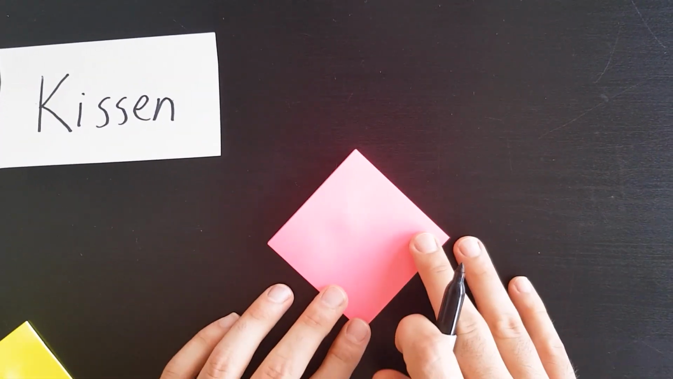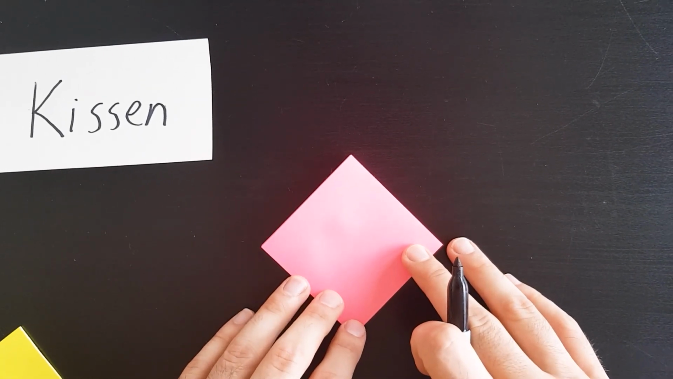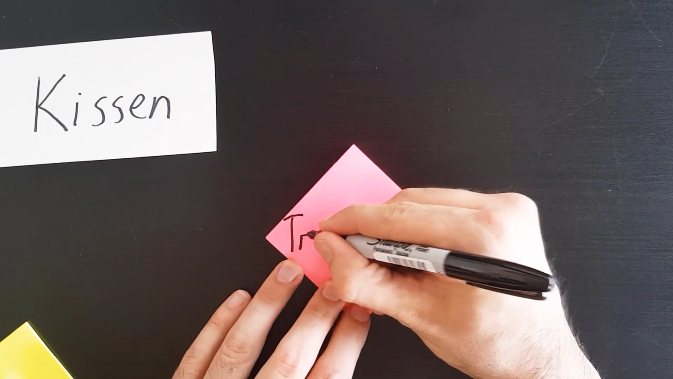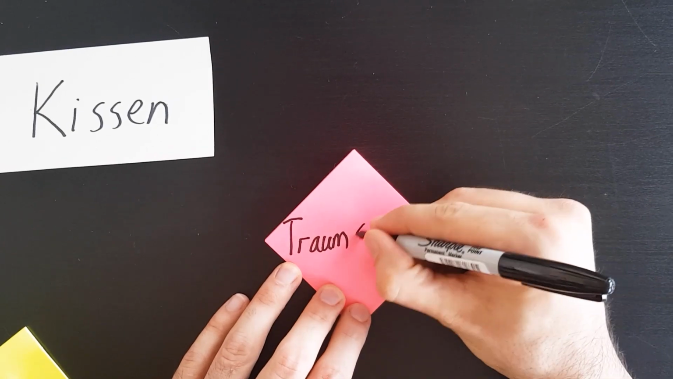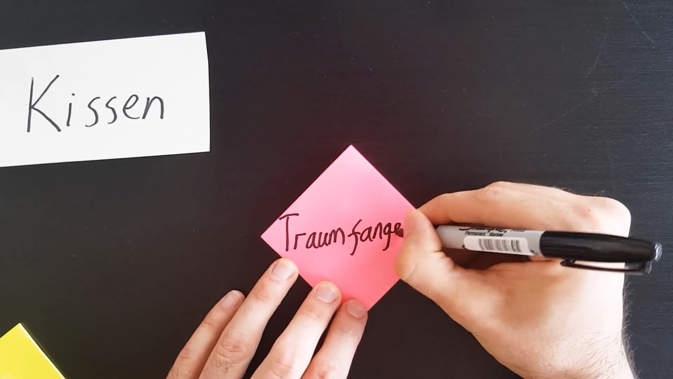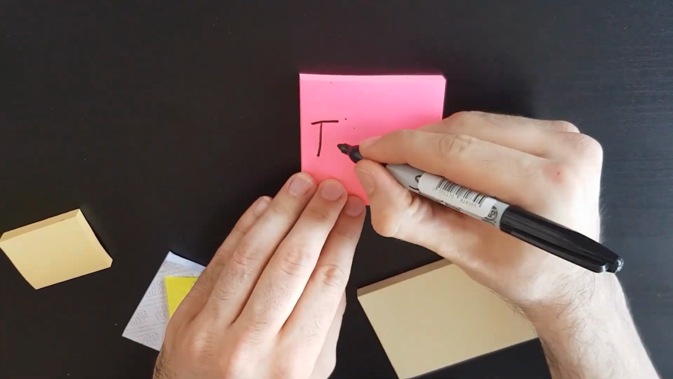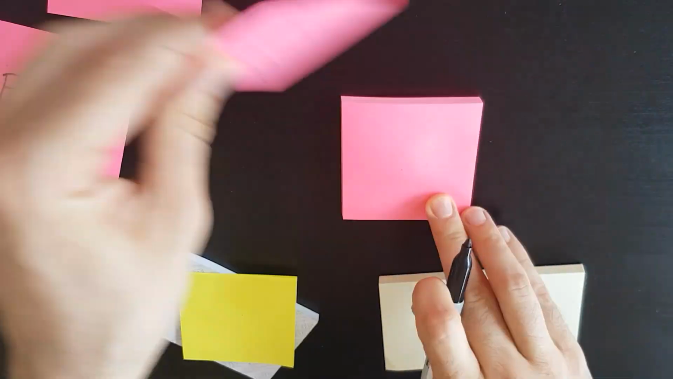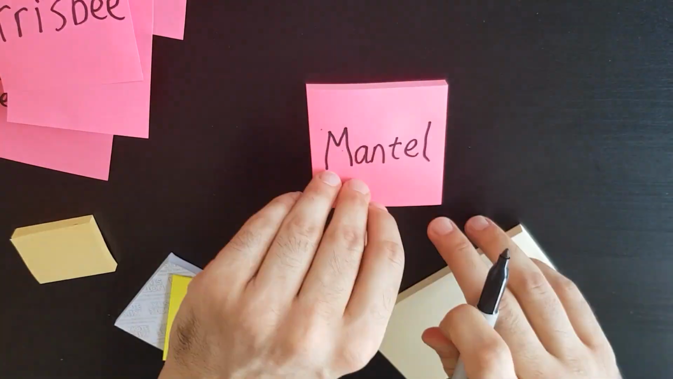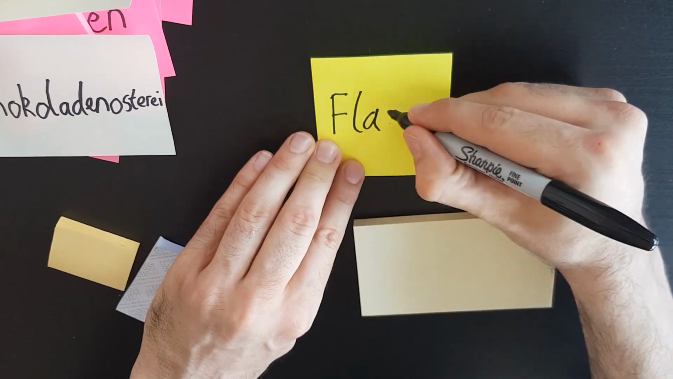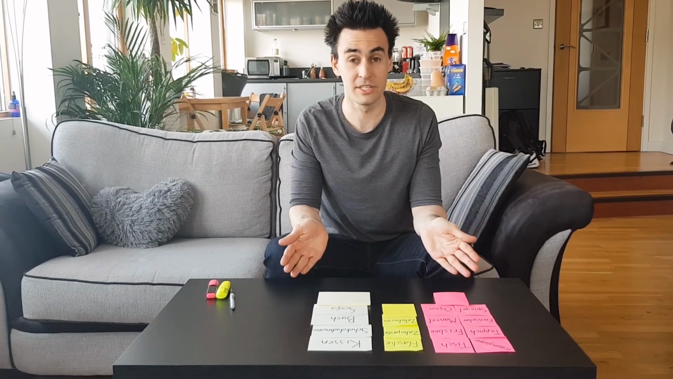And then I'm going to choose another colour. And this word's a bit longer for dream catcher. So the word for dream catcher is Traumfänger. So I'm going to write, again, capital T. Traumfänger. And don't forget the umlaut on the A. Traumfänger. So now you have all of your items labelled.